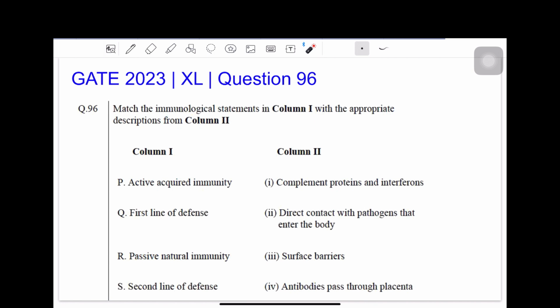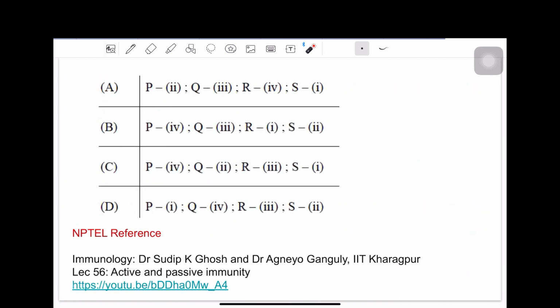This question states, match the immunological statements in column 1 with appropriate descriptions from column 2. In column 1, the terms are active acquired immunity, first line of defense, passive natural immunity, second line of defense. Column 2: complement proteins and interferons, direct contact with pathogens that enter the body, surface barriers, and antibodies that pass through the placenta. And these are the options among which we have to choose.